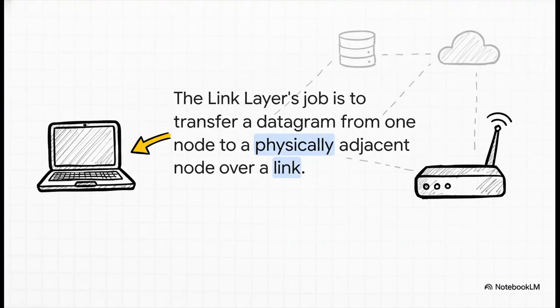So here's the key thing to get. The link layer doesn't care about your data's final destination in, say, another country. Nope. Its only job is to get a packet of data from one node, like your computer, to the very next node in the chain, which is probably your router. It's all about making that single local hop successfully.